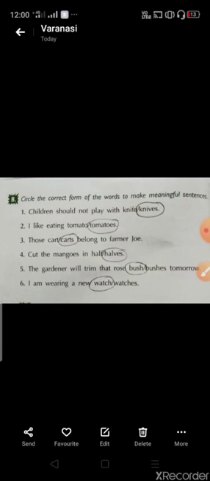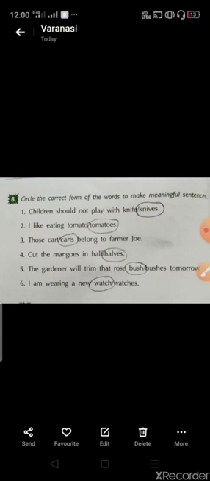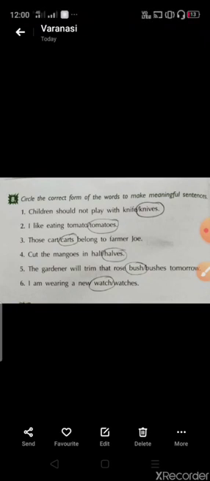Circle the correct form of the words to make meaningful sentences. First, children should not play with knives. I like eating tomatoes. Those cards belong to Farmer Joe. Cut the mangoes in halves. The gardener will trim that rose bush tomorrow. I am wearing a new watch.